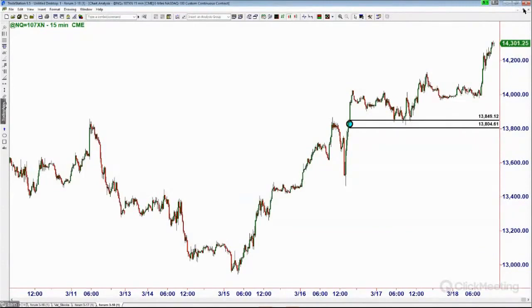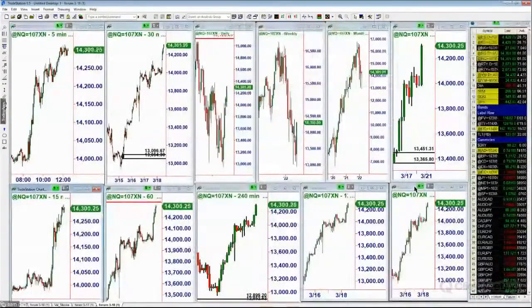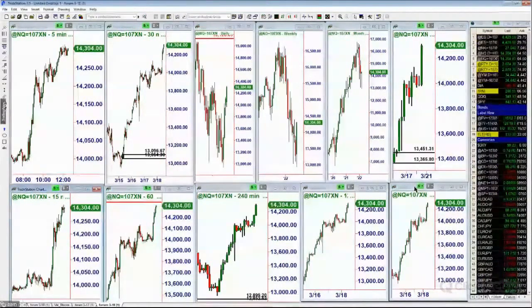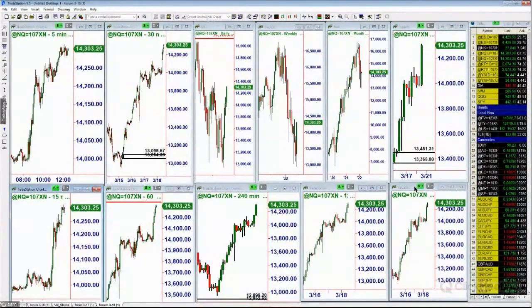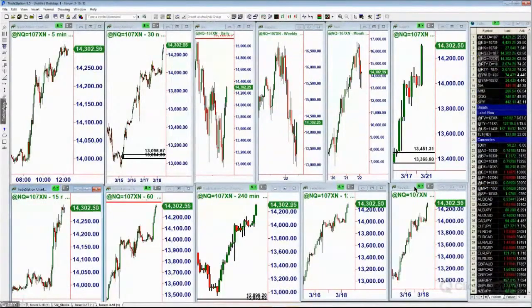So we just looked at like five different charts to look at all of the evidence. We looked at the same market, same prices, same everything, just different windows of time. That's the whole point. Different windows of time. That makes sense? Okay.